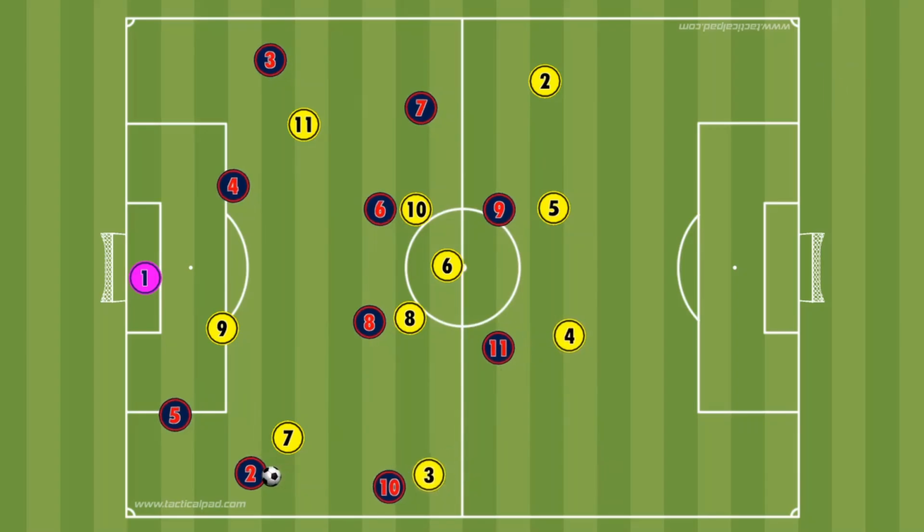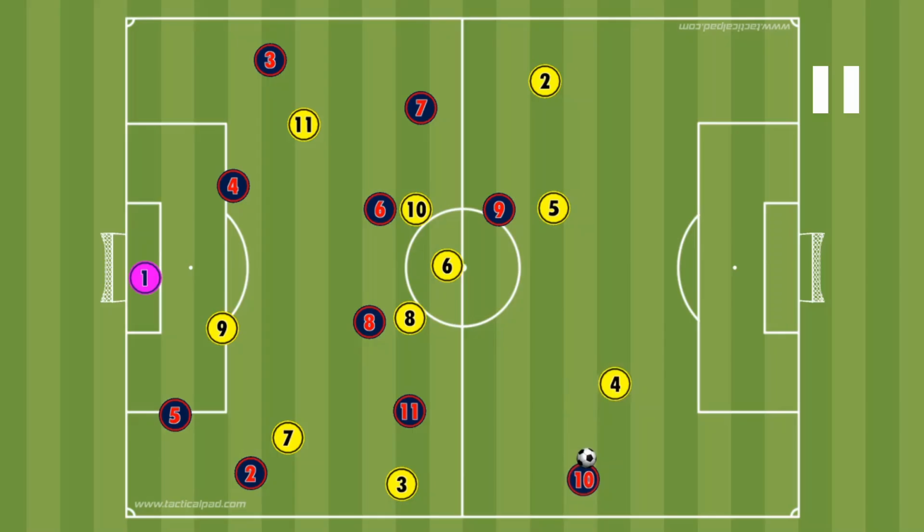Next, number 10 has gone high, comes short to the fullback, and now our number 11 in this scenario, who's the striker, receives the ball and plays it to the 10 in that channel. And if that is not on, then we can play 10 in that channel to go 1v1 with the centre back.